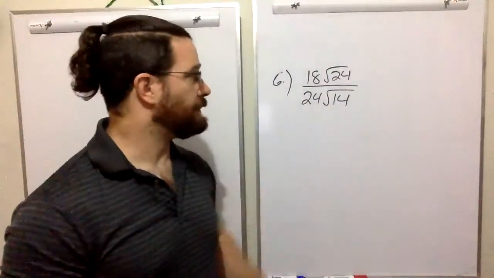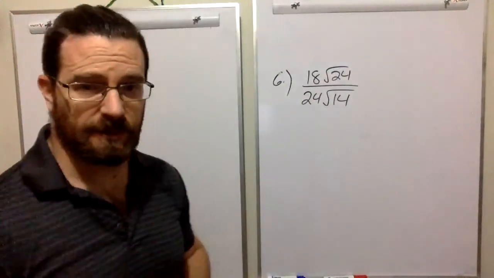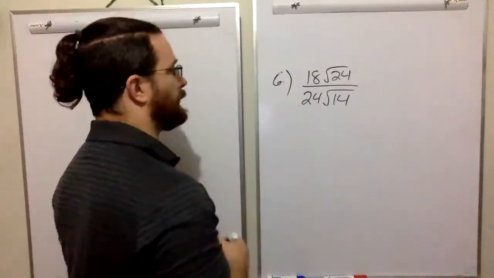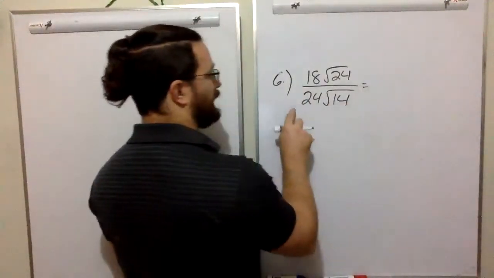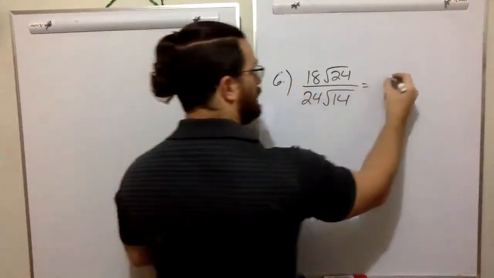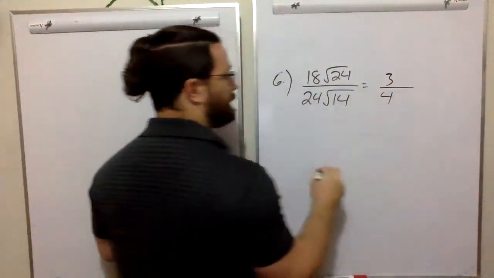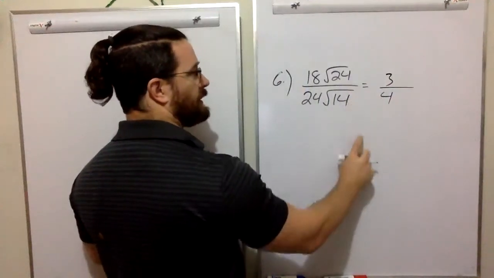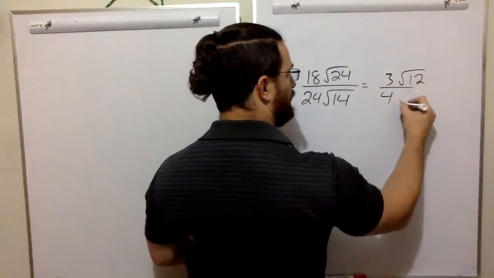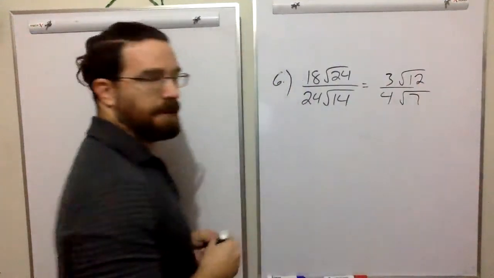All right, so let's go ahead and do our simplifying first. If I simplify the outside, now I could divide both of these by 6. So if I divide by 6, I'm going to get 3 and 4. So I get 3 over 4. And then my radicals, these can each be divided by 2. This will make 12. That'll make 7.